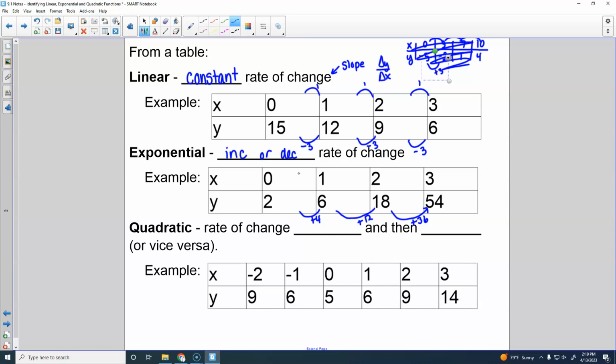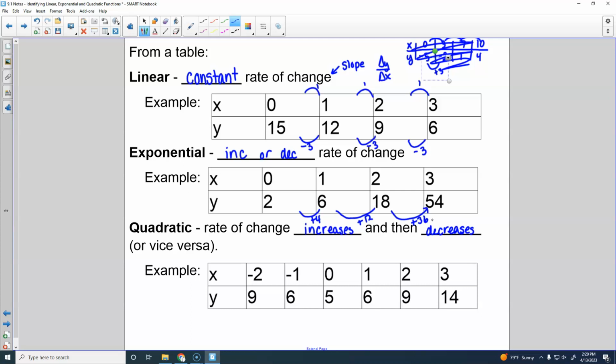It can be a little tricky to tell the difference between a quadratic and an exponential just looking at the table. Because part of an exponential is also going to have an increasing rate of change. But with a quadratic, what happens is you go up and then you go back down, right? Or you go down and then you go back up with a quadratic. So a quadratic's rate of change is going to be, it increases and then decreases. And then it says or vice versa. What's vice versa mean? Right, we could switch those other way around.